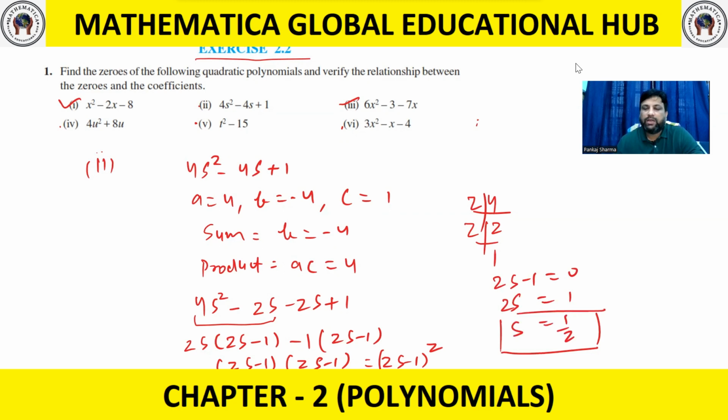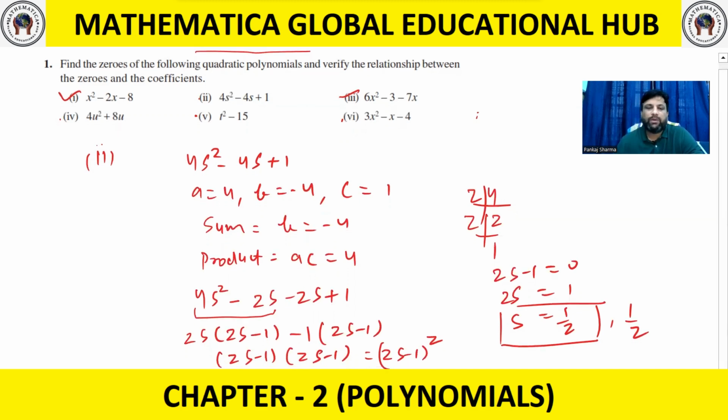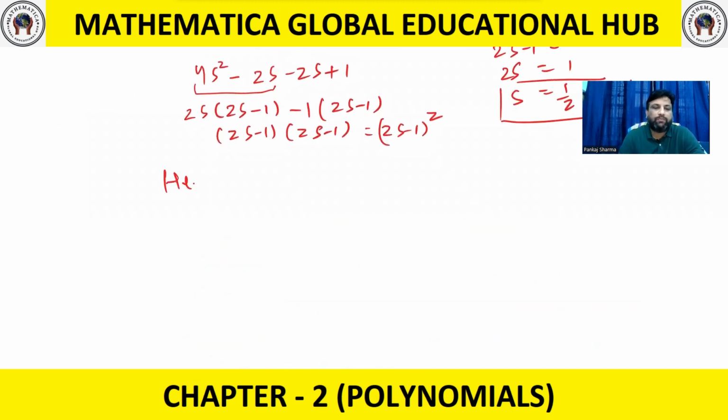So s is equal to 1/2, and the other zero will also be 1/2, because 2s − 1 is equal to 0. So here we have 1/2 and 1/2. Both zeros are the same: 1/2 are the zeros of the polynomial.